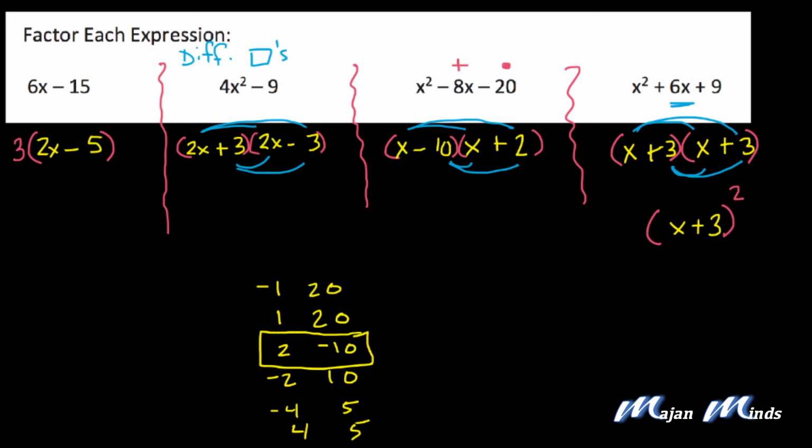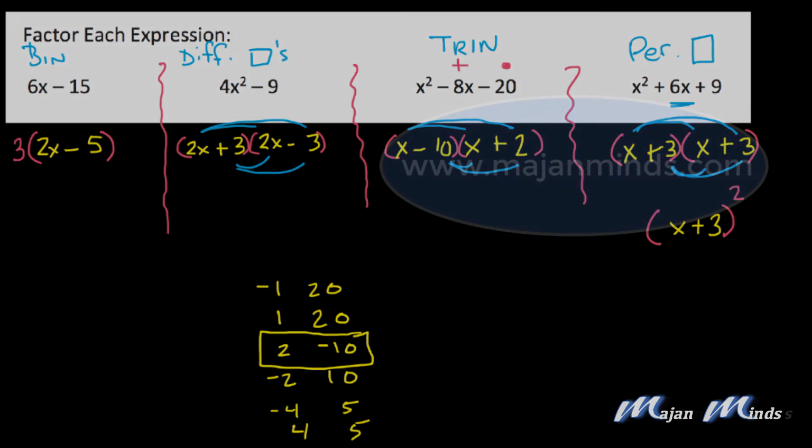Alright, so you have 4 different styles here. A basic binomial. This is a basic trinomial. And over here we have an example of a perfect square. Here we have the difference of squares. So you need to be able to work with all 4 of these different styles of factorizing.